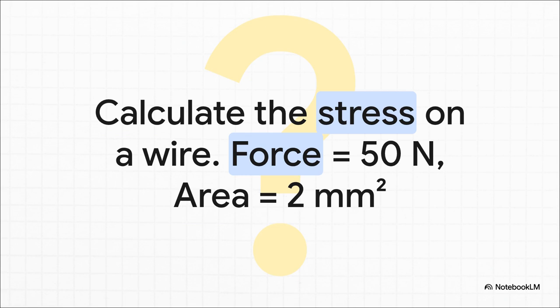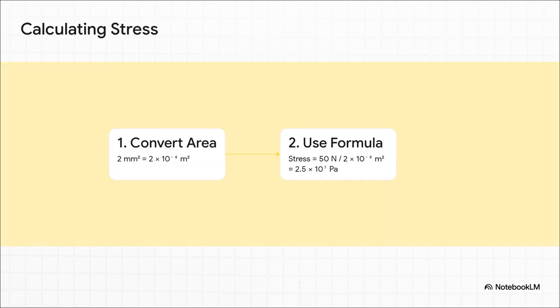Okay, next up, a quick calculation. What's the stress in this metal wire? Now, the number one trap here is always the units. You have to convert that area from square millimeters to square meters before you do anything else. Once you've done that, it's a simple force divided by area calculation, and you end up with 25 million pascals.